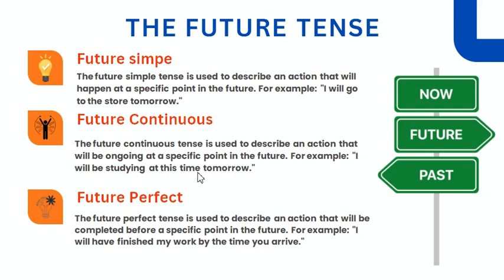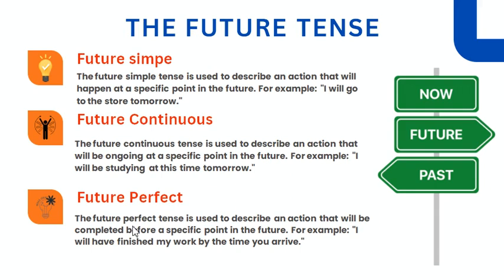That's the future continuous. So the verb form is the subject, I, you, we, plus will or shall, that's the auxiliary verb, plus be plus ing. The ing is usually added to verb 1. So that's the form. And the future perfect.